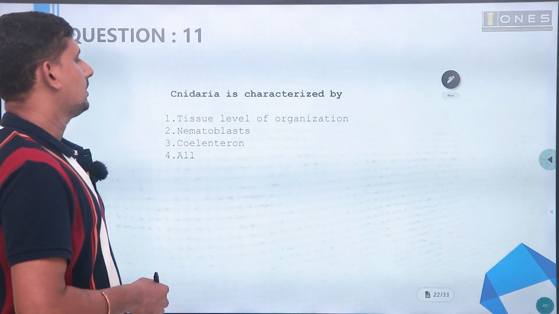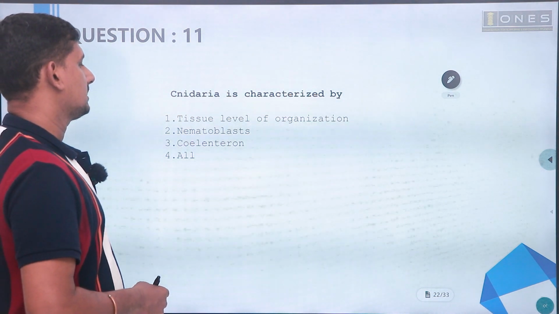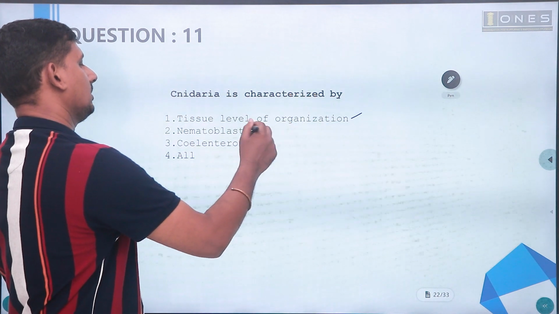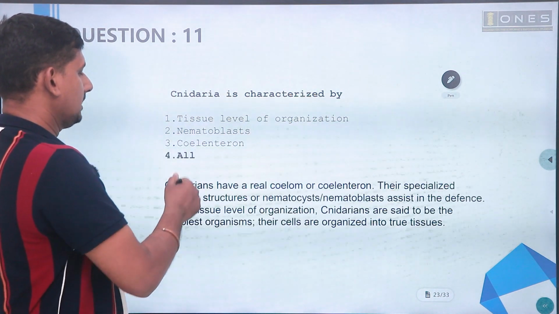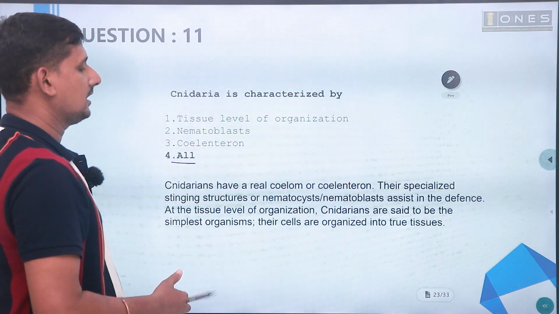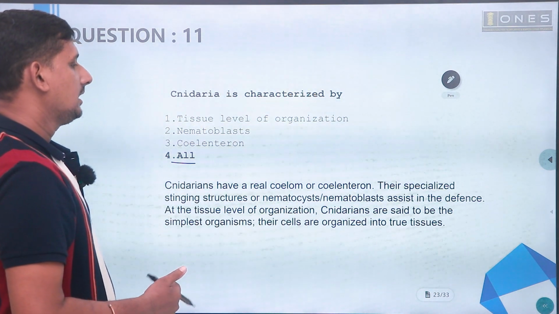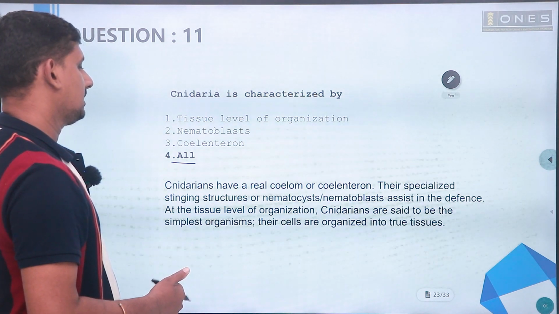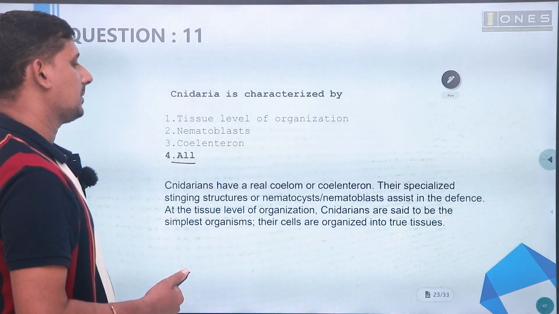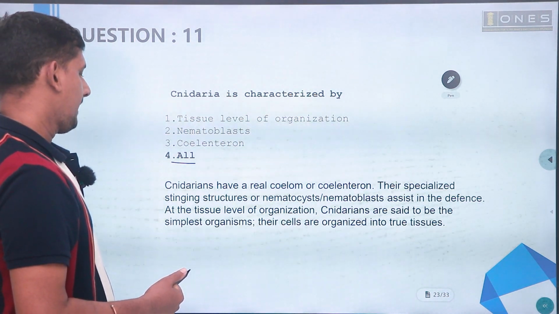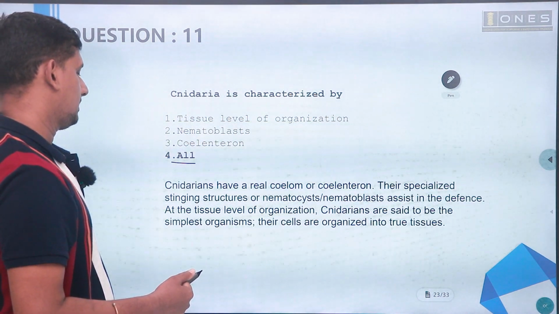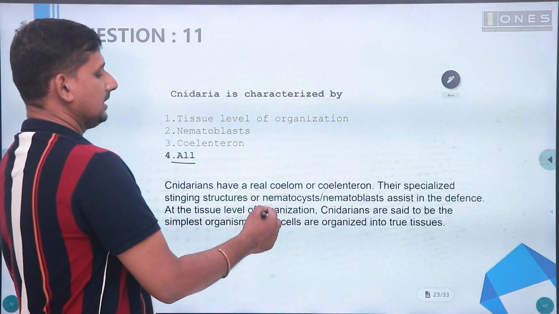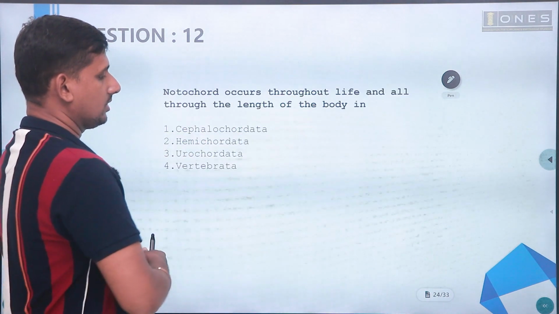Next one, question number 11: Cnidaria is characterized by. Options: tissue level organization, nematoblast, coelenterate, all the above. So the right answer is all the above. Cnidarians have a coelenteron. Their specialized stinging structures, nematocytes or nematoblasts, assist in defense. They are at the tissue level of organization. So cnidarians are said to be the simplest organisms, and their cells are organized into true tissues.